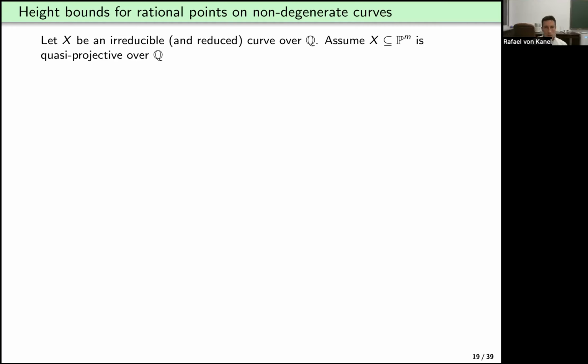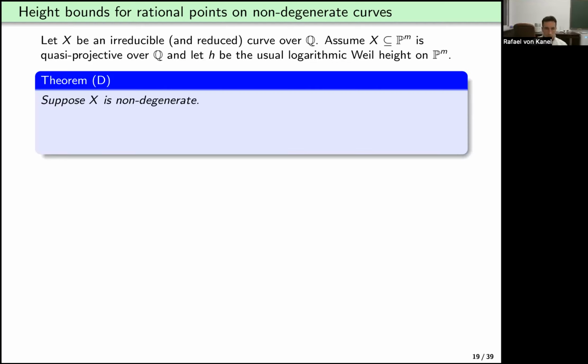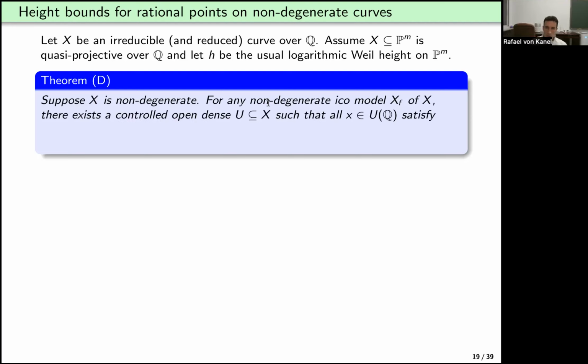And maybe now let me explain next how to get height bounds for rational points on such non-degenerate curves. So we let X be an integral curve over Q, and we assume X is inside P^m and is quasi-projective over Q. And we also let H be the usual logarithmic Weil height on P^m. Then we get the following theorem D. So suppose that X is non-degenerate. Then we know there exists an Eco model X_F of X which is non-degenerate. And for any such model X_F, there exists a controlled open dense U such that all Q-rational points of U are bounded in the following way.